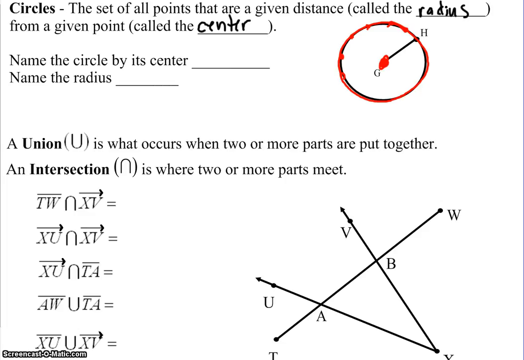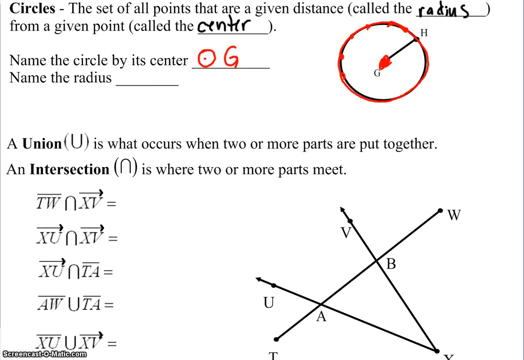So the way that you name a circle is by what's called the center of the circle. In this case, the center of the circle is G, so we would just call this circle G. Now that little symbol that I just put up there was a pretty crummy looking circle. That was supposed to be a circle with a little dot in the middle of it. That's how you indicate that this is circle G, and we're not just talking about the point G, but the entire circle G.